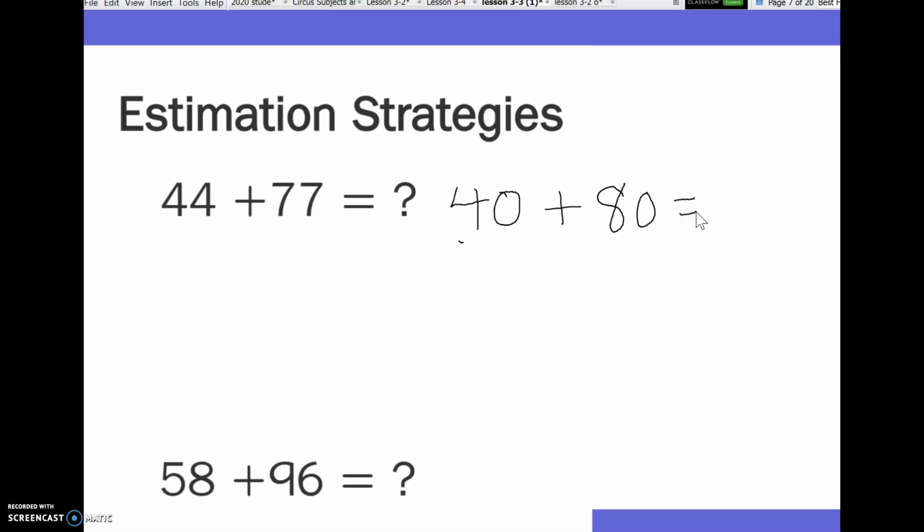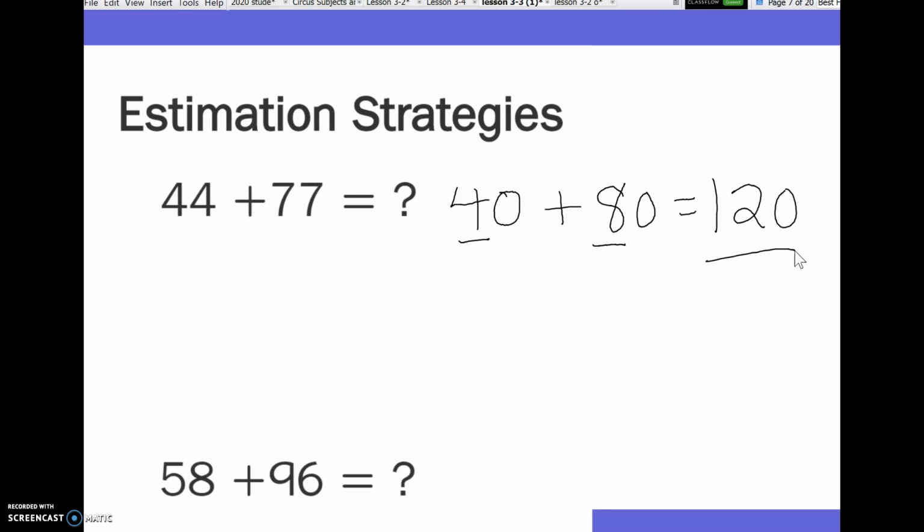These are easy to use numbers because if I think of the basic fact, 4 plus 8, that's 12. So that means 40 plus 80 is going to be 120. So the estimated answer to 44 plus 77 is about 120. We're going to do the same thing with 58 plus 96. I want an estimation of the answer. I don't want the real answer. I want to know it's about how much.